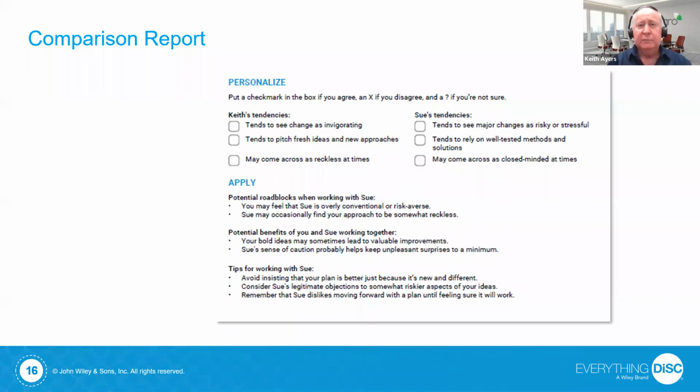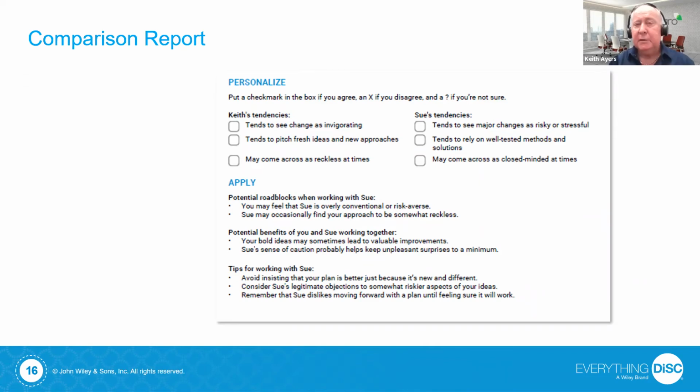So, roadblock: if I see Sue as being overly conventional or risk averse, or Sue sees my approach as somewhat reckless, that could get in the way of us working together, which is what a roadblock would be. However, if we look at the positives, my bold ideas may lead to valuable improvements, and Sue's sense of caution helps keep unpleasant surprises to a minimum.